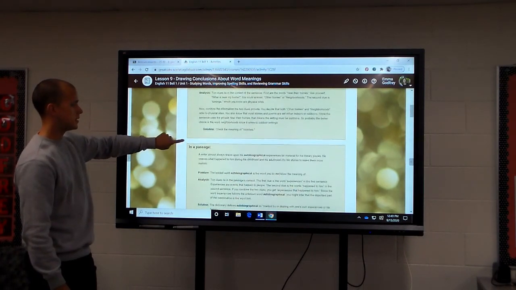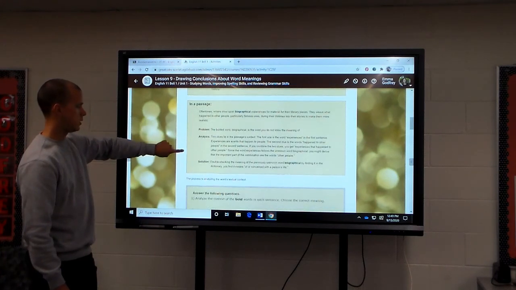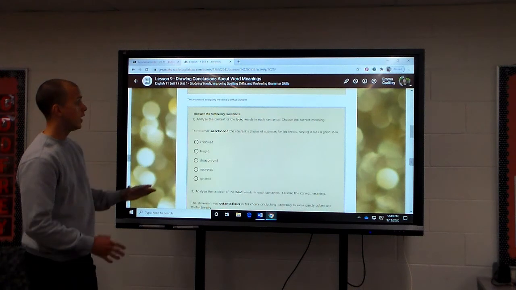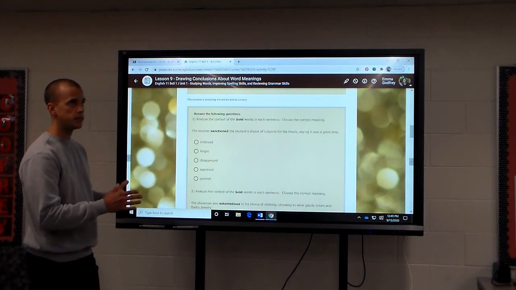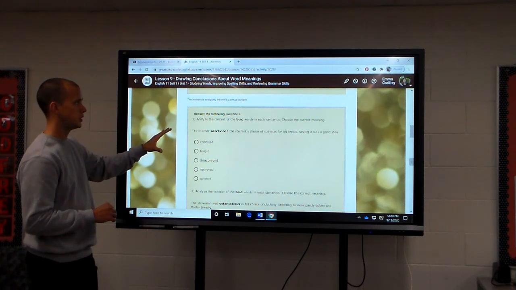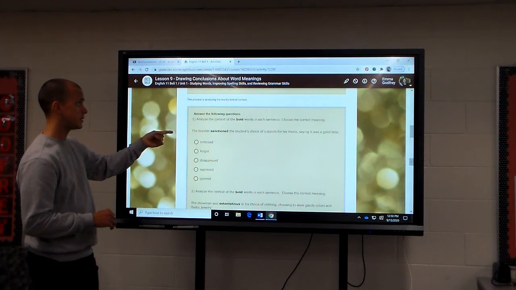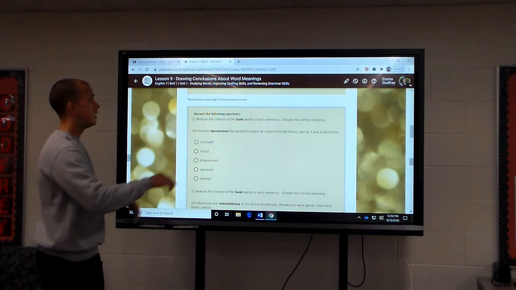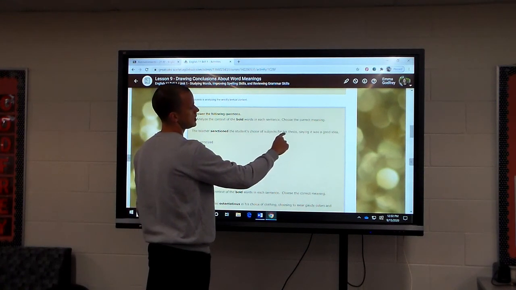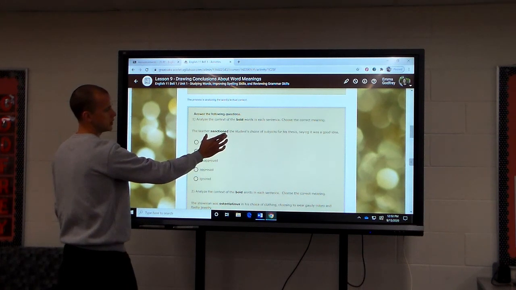You'll have it in a passage, another passage, and then you'll already, it's a little bit quicker than the lesson 6, where there's more content up above, you'll already have your first question that reviews the strategy that I'm going to go over using this example sentence, giving you your freebie. So the teacher sanctioned the student's choice of subjects for his thesis, saying it was a good idea. So the bolded word is sanctioned.